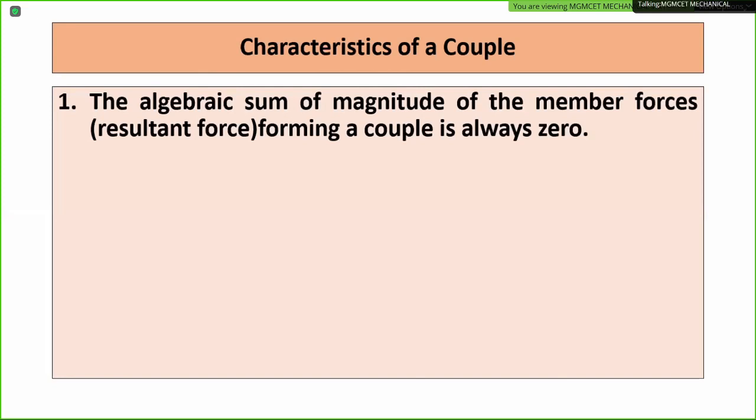The algebraic sum of magnitude of the forces, that is nothing but resultant force forming a couple is always zero. Okay, in short मैं उसको अदर ये करता हूँ. कपल में कितने फोर्सेस एक्ट हो रहे हैं? दो फोर्सेस एक्ट हो रहे हैं, राइट. दोनों का मैग्नीट्यूड कैसा है? सेम है, लेकिन डायरेक्शन डिफरेंट है. तो उसका रिजल्टेंट क्या आना चाहिए? It has to be zero.